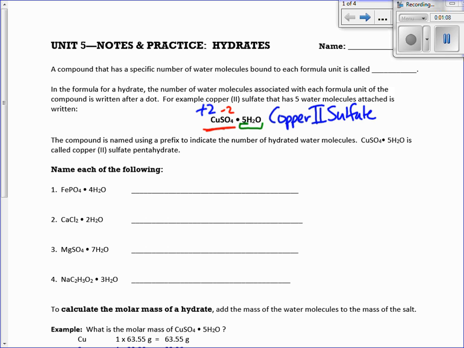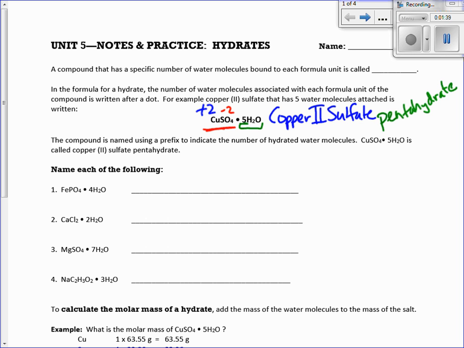Okay? And all we need to do is add hydrate. So the full name is going to be copper 2 sulfate pentahydrate. So you put a prefix for the 5 and then you add hydrate to represent the H2Os. And that's how you would name the hydrate molecules. So I'd like you to do 1 through 4 over here. Spend some time practicing real quick.